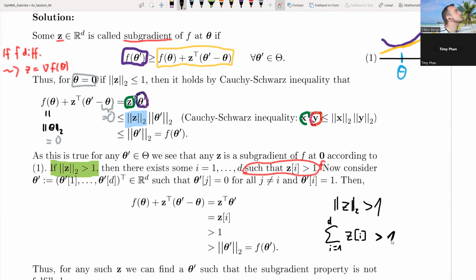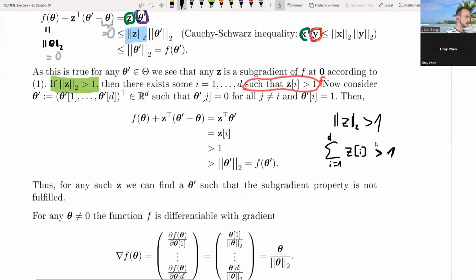Yeah, this is for sure. So what we can then say is that d times the maximal component of z, and let's call it zj. So j is the argmax of I.